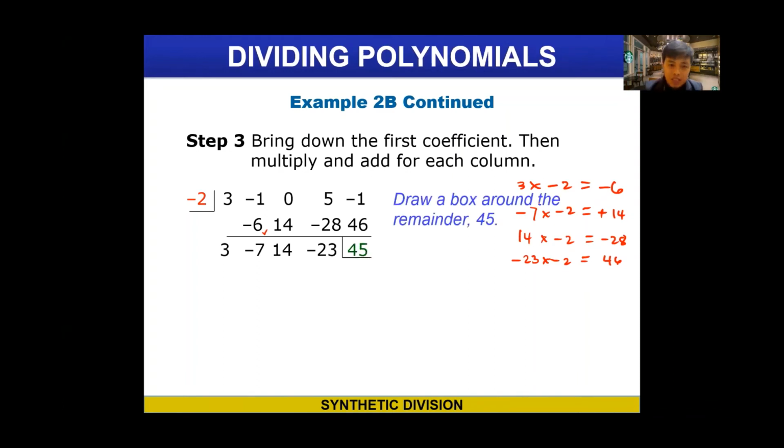So now, the last digit, take note, the last number here becomes your remainder. So draw a box around the remainder, that is 45.